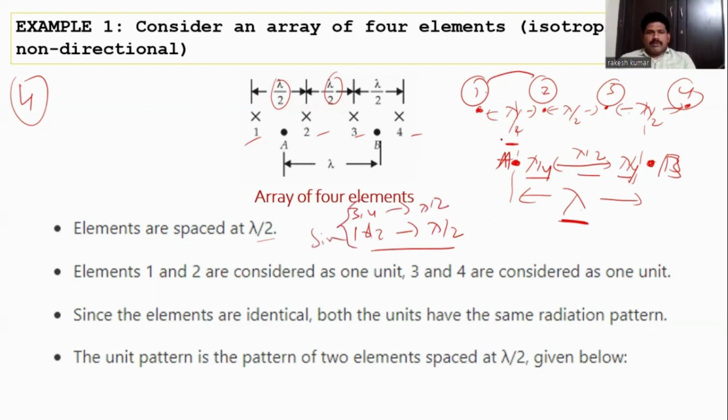Now I am considering elements 1 and 2 as point A, and elements 3 and 4 as point B. So A and B are separated by a distance of lambda. Here two things you want to remember. Elements 1 and 2, and 3 and 4, are separated by a distance of lambda by 2. A and B are separated by a distance of lambda. If we multiply the radiation pattern of two elements separated by lambda by 2 and two elements separated by lambda, it gives the pattern multiplication.